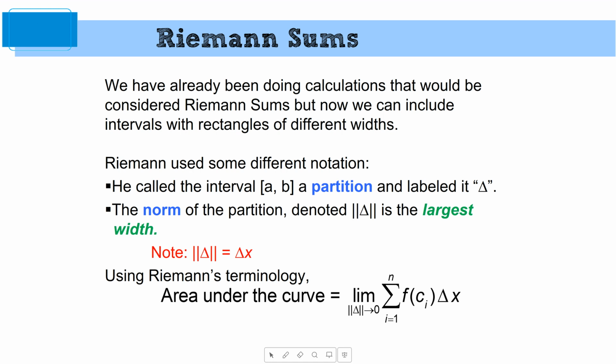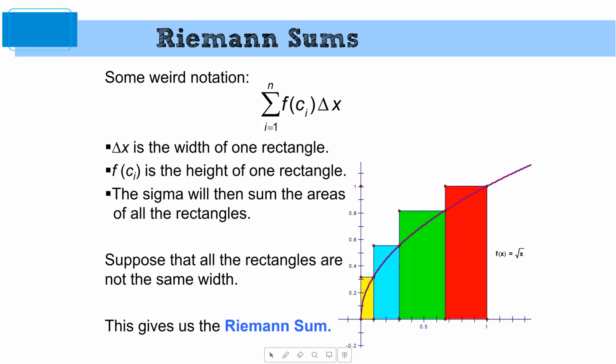If we take the limit as the norm goes to 0, in other words, if I take the limit as the green rectangle goes to 0, by the time that goes to 0, all the others have gone to 0. If the width of the rectangles goes to 0, how many rectangles will I have? Infinity. Very good. Is that okay?